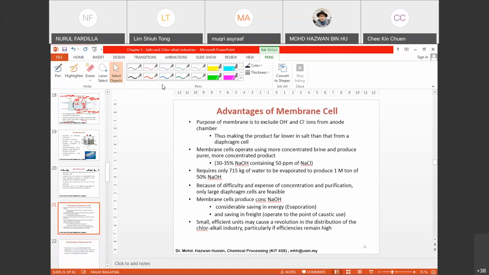So if you still remember, how much sodium hydroxide is produced from the mercury cell? Anyone still remember? Afikah Jamal, are you around? Yes, doctor. Okay, so how much sodium hydroxide is produced from the mercury cell? 50%. 50%, okay. Yes.